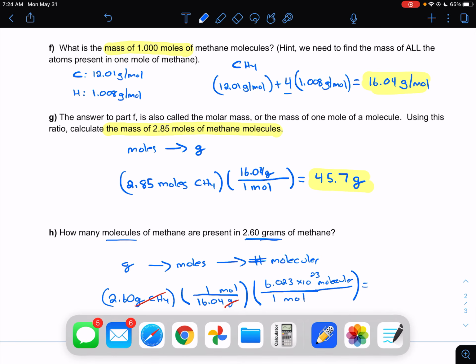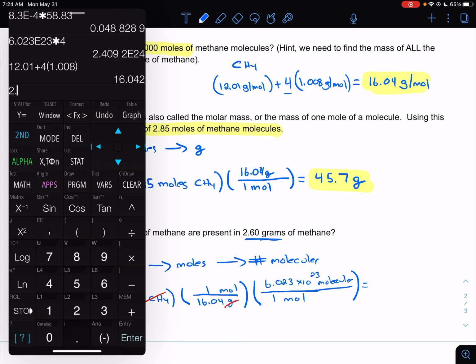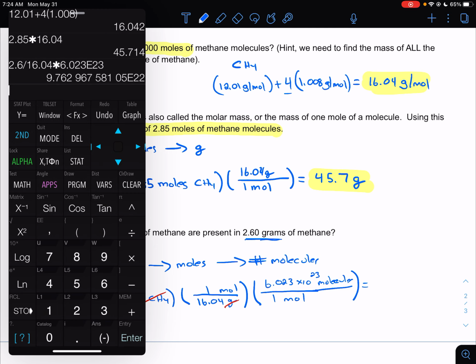And so we can do this all out on our calculator. Pull up that calculator again, and we get 2.6 divided by 16.04 times 6.023 e 23rd. If you don't use that e function, you need to use parentheses around that number. And so we see we get 9.76 times 10 to the 22nd molecules.